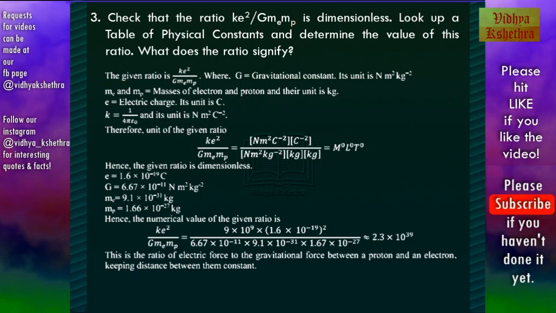Now, substituting the values of all these constants, we get the value as 2.3 × 10^39. This is the ratio of electric force to the gravitational force between a proton and an electron, keeping the distance between them constant.